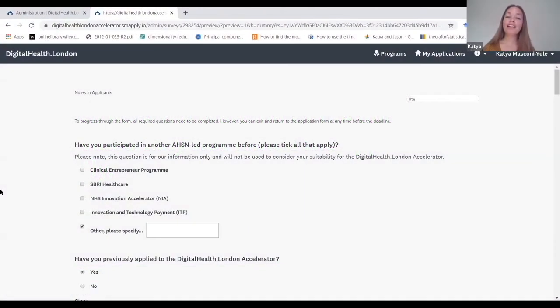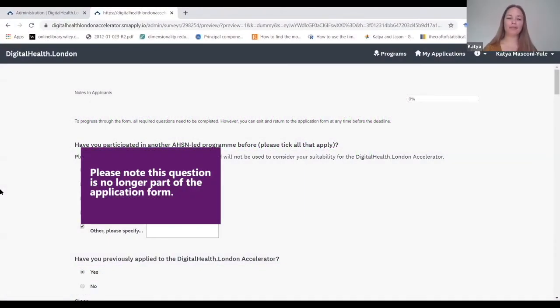When you follow the link from the DigitalHealth.London website to apply for the next cohort, you'll be taken to the application platform SurveyMonkey Apply. This platform has 5 sections with a number of questions for you to fill out. It's important to note that you are able to save and come back to this application at any time.